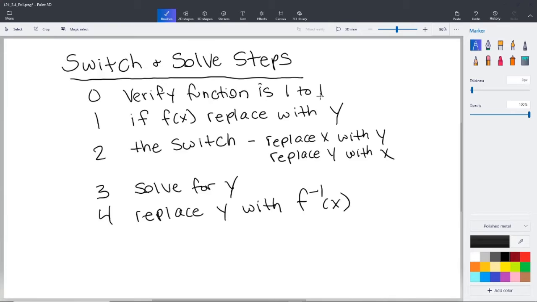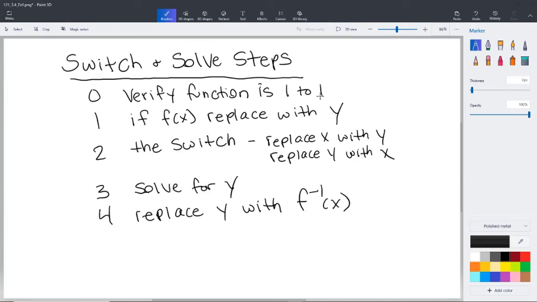Then, step number 3, solve for y. Figure out what y is. And finally, step number 4, once you've found y, replace it with the inverse of f of x, if you started with f of x anyway. If you didn't, we'll talk about that as well. But those are the steps that we want to use for the switch and solve method.